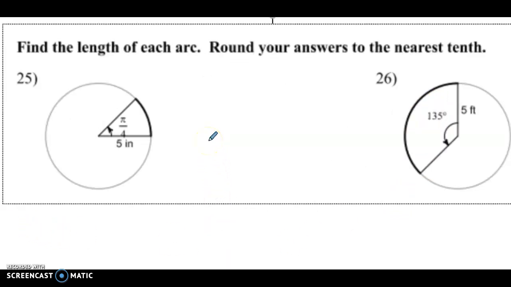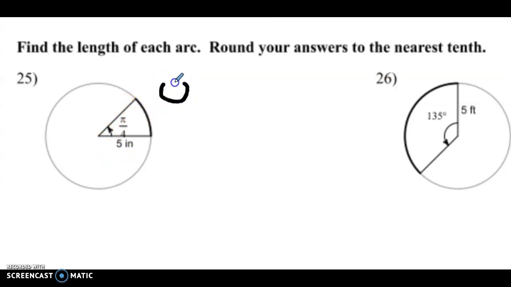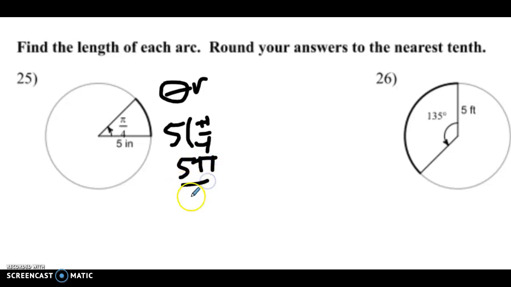And the last thing you have to know how to do is find the length of each arc. So the arc length, when it's given in radians, is just theta times r. So that means we just have 5 times pi over 4, which then you could leave just 5 pi over 4. I think on the answer key I put it in decimals. Either way works. So 5 pi over 4, or about 3.9 inches.